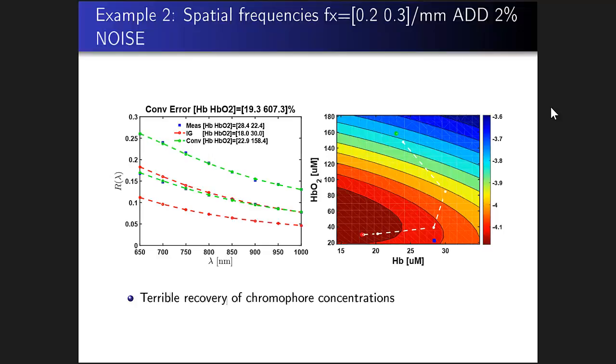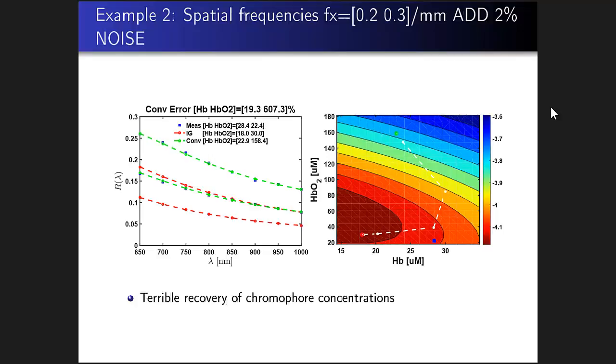So one of the key things about finding absorption, I think you might hear more about this tomorrow from Vasan, is that you need path length information. You need long path lengths or long time to get absorption. And so this choice of spatial frequency compromised the ability to recover the absorption in this problem.